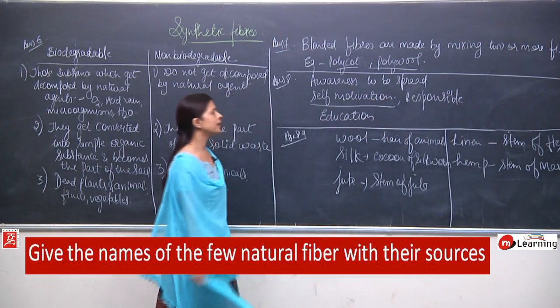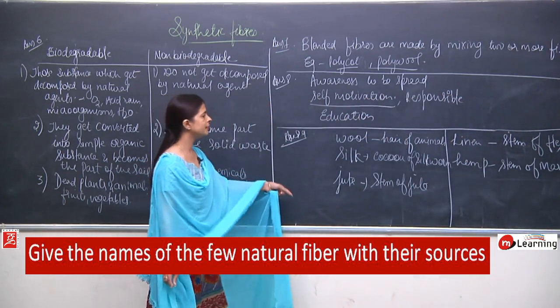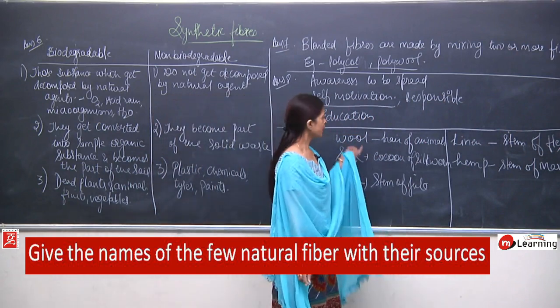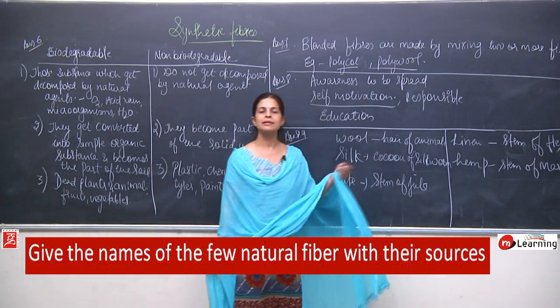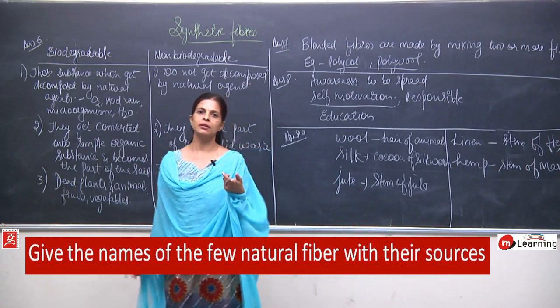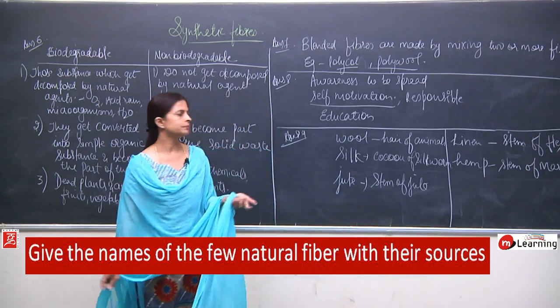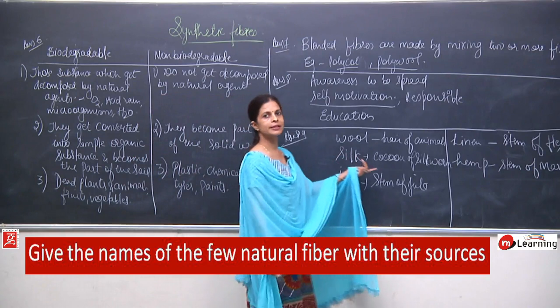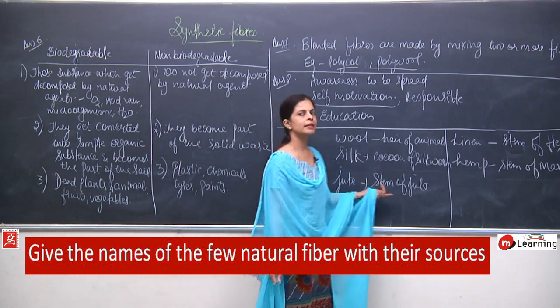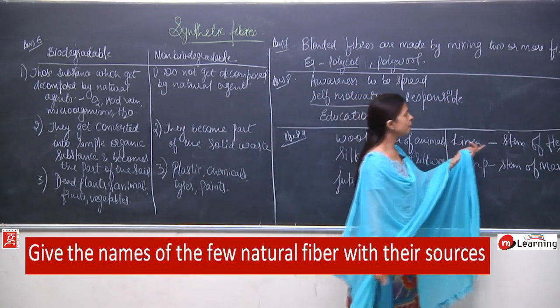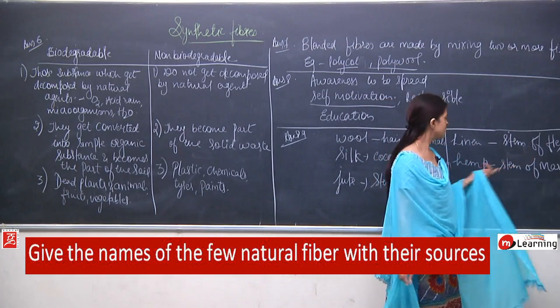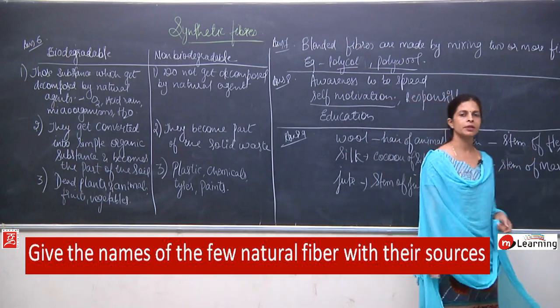So these are all the natural fibers: wool, silk, jute, linen and hemp. Wool we get from the hair of animals like sheep, goat, even the yak. Silk, from the cocoon of the silkworm. Jute, from the stem of the jute. Linen, from the stem of the flax plant. And hemp, from the stem of the marijuana.